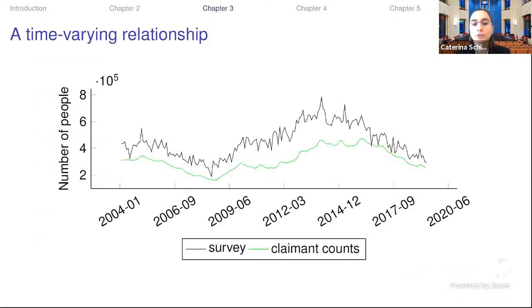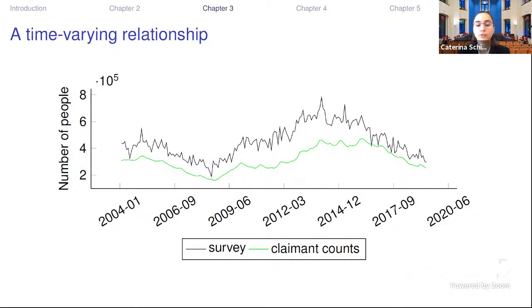Let's focus now just on the survey and claimant count series. I mentioned earlier that they seem to follow the same trend over time. What I did not mention explicitly, but assumed in chapter two, is that the relationship between these two series is constant over time. However, if we look closely at this picture, we see that the two series are much closer to each other at the beginning and at the end of the period, and they deviate from each other in the middle of the period, so between 2010 and 2016. So it looks like the relationship between these two series is not constant over time.